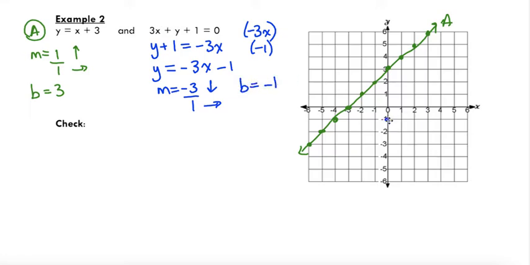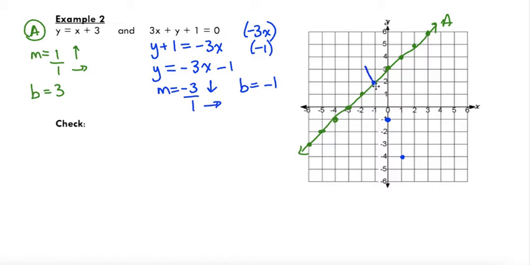So I'm going to plot my y-intercept at negative 1. I'm going to go down 3 over 1. And I can't go down any further. And we'll notice that I don't know where that point of intersection is yet. So I'm going to look at what happens on the left-hand side of my y-axis. So instead of going down, I'm going to go up 3 and to the left 1. And there's my point of intersection.